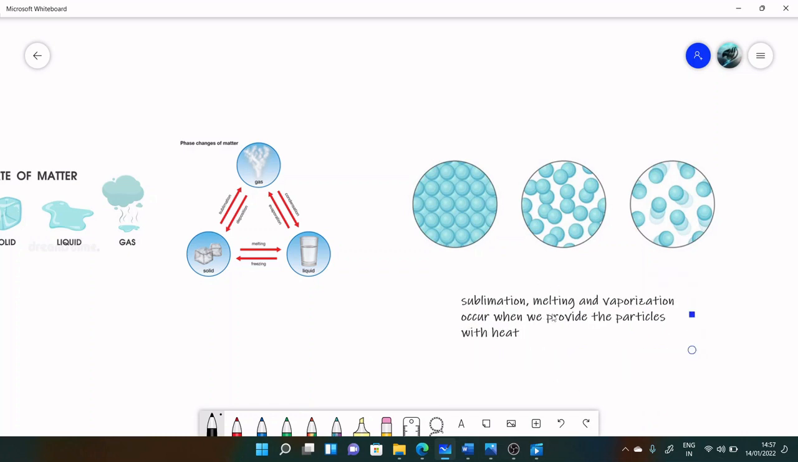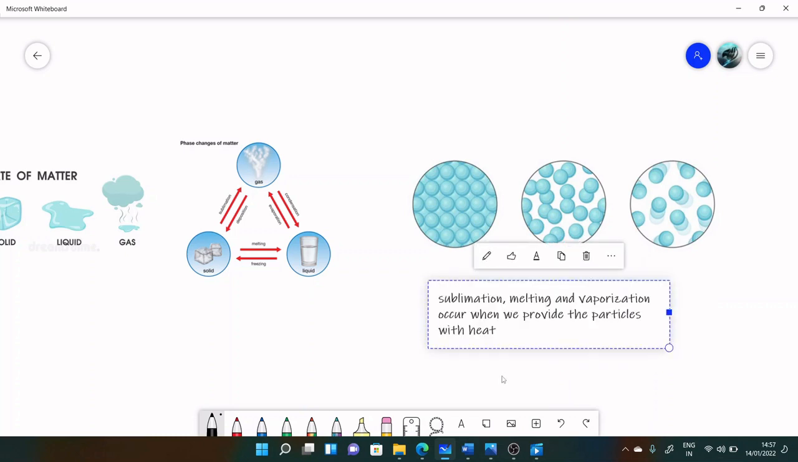Now, the three other things in this image, right? Condensation, freezing, and deposition. In all these three, it's a transition from a state where particles have more energy to a state where particles have less energy or less freedom to move around.